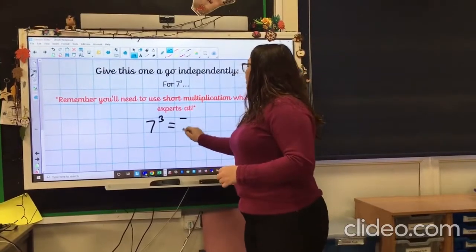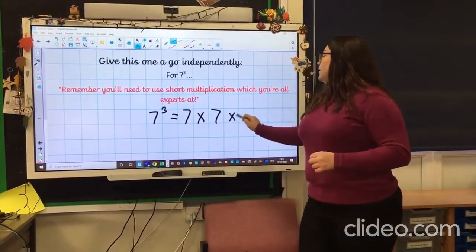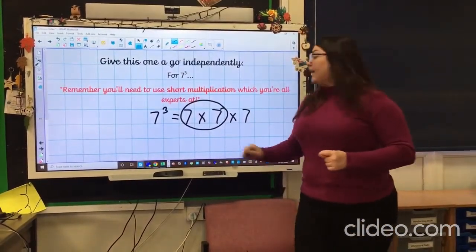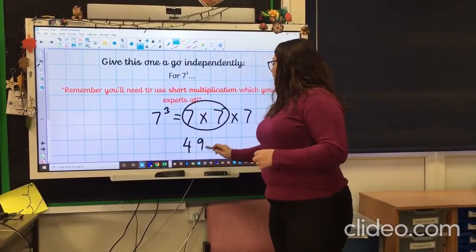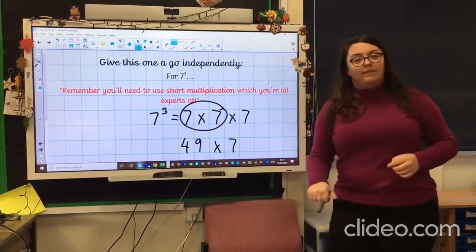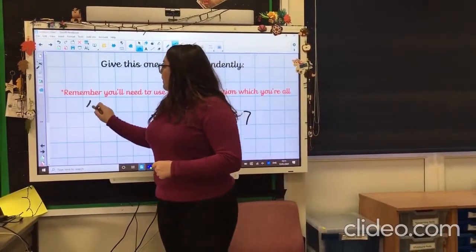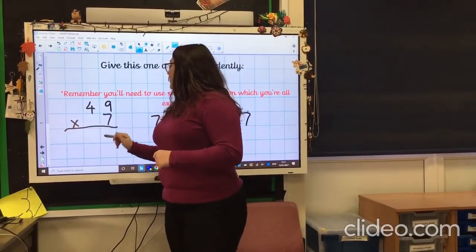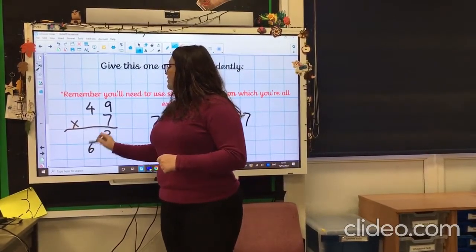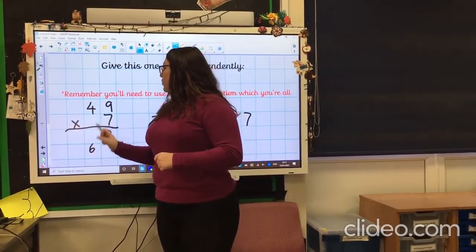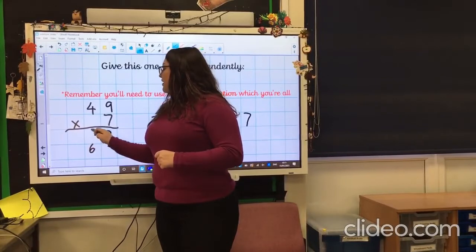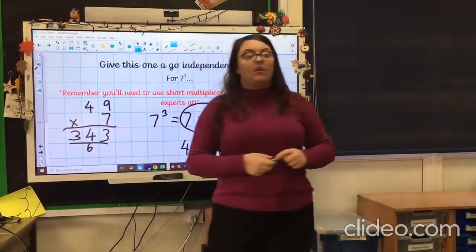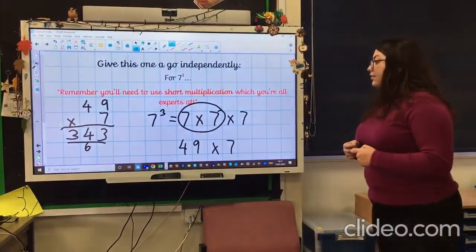7 cubed is equal to 7 times 7 times 7. 7 times 7, we know from yesterday, is 49. And we need to times that by our remaining 7. We need to use short multiplication to do that. 49 times 7. 9 times 7 is 63. So 3, carry over your 6. 4 times 7 is 28. Add the remaining 6 is 34. So 7 cubed is 343.